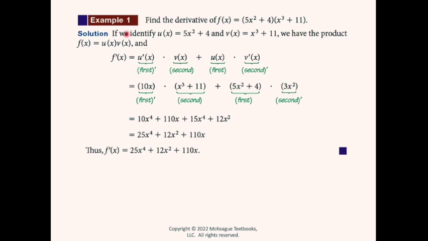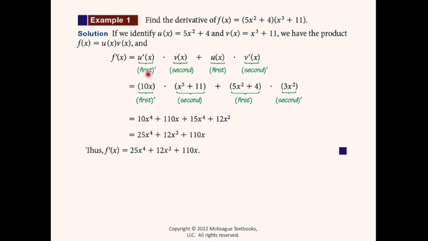Let's look at our first example. So we have a function f of x, and it's defined by two factors. We have 5x squared plus 4, and we have x to the third plus 11. So we're going to look at this first factor and think about it as a whole new function. We're going to call that u of x. And then we're going to look at this factor as a whole different function. We'll call that v. So f of x is u times v. So now that we have it set up like this and we've identified what our u and our v functions are, we can use the product rule.